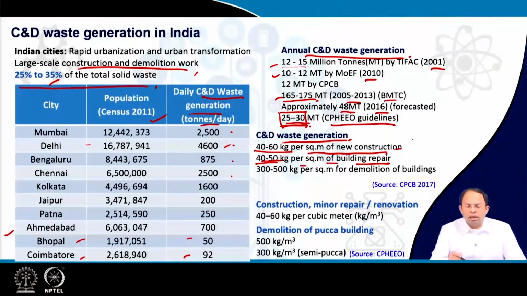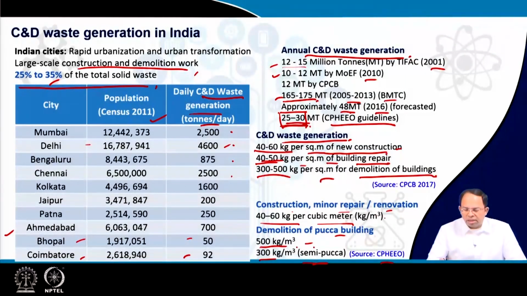Whereas for demolition of a building it ranges from 300 to 500 kilograms per square meter. Or you can also look at pakka houses and semi-pakka houses, where the rates given by CPHEO are around 500 kilograms per cubic meter of pakka building, whereas 300 kg per cubic meter of semi-pakka building. Those values are also given, whereas it is 40 to 60 kg per cubic meter for minor repair, renovation and construction.